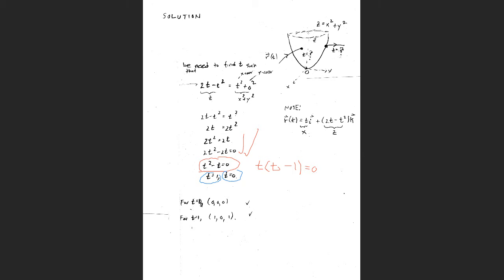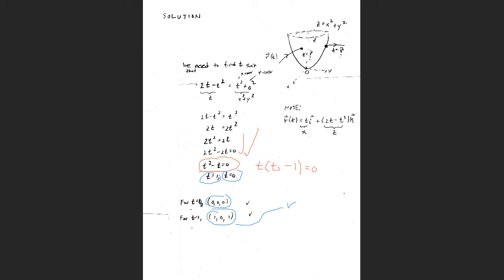And so for those two times, then the points of intersection, and that's what is asked, right? We are asked at what points does the space curve intersect the paraboloid. For those times when t equals 0, the coordinate is 0, 0, 0. And when t equals 1, the coordinate's 1, 0, 1. And how do we get 1, 0, 1?